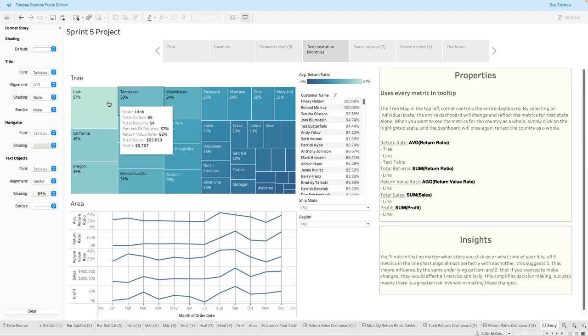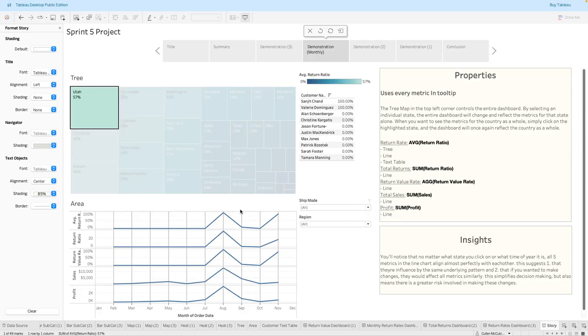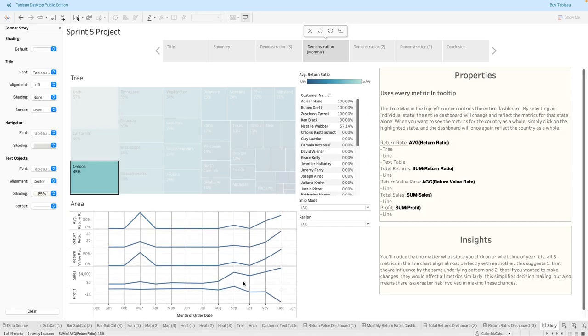Now, this dashboard is slightly different than the rest. It uses every metric in the tooltip, and the tree map in the top corner controls the entire dashboard, similarly to the previous one. The insights I've gathered from this, you'll notice that no matter what state you click on or what time of year, all 5 metrics in the line chart align almost perfectly, except for a few small exceptions. Say Oregon, you'll notice that although all of these are relatively similar, all of the return metrics increase slightly more than the sales volume, and I believe that is why there's a dip in profit.